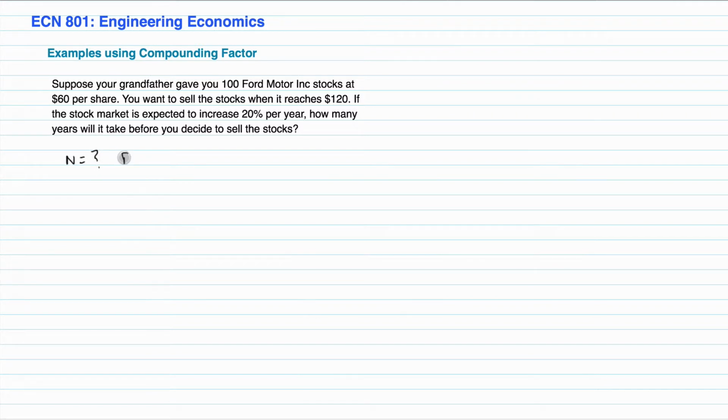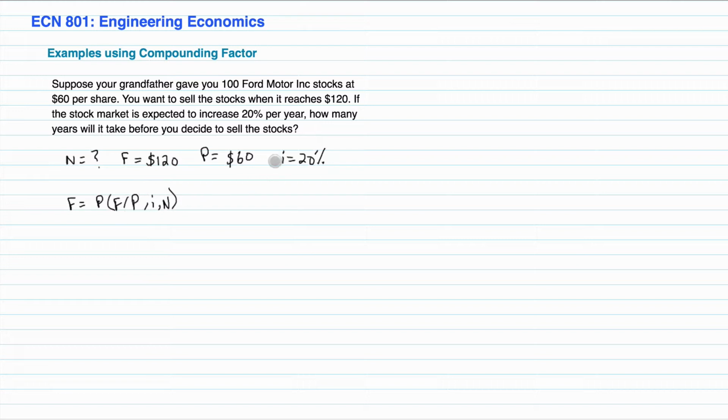We have future worth, which is $120. You don't have to do 100 times 120. Just do one stock. So F is $120, P is equal to $60, and we also get I, which is 20%. F is equal to P times F given P, I, N.